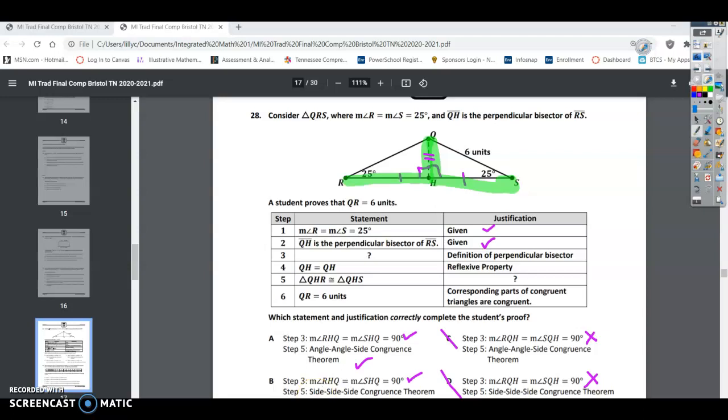Let's look at B. So it says side, side, side congruence. All right, so we don't know if this third side is congruent. That's what we're trying to prove, okay? So we don't know if that's congruent with 6. That we're trying to prove that is. So this one is uncertain until we finish the proof. So the answer for number 28 is A.